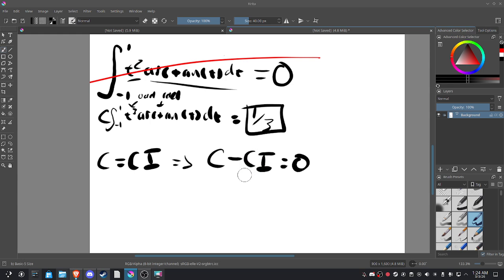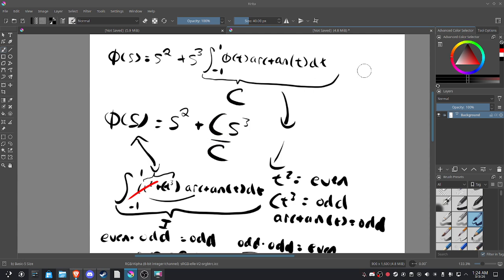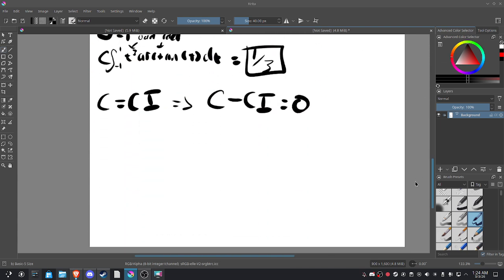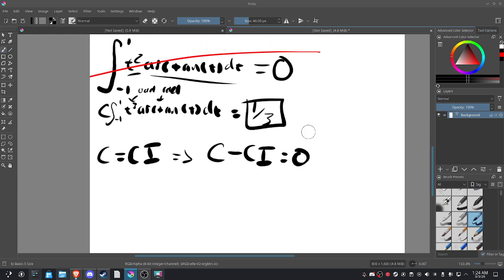Okay? So now, the reason we're doing this is we want to solve for c. Because as we know, phi of s equals s squared plus cs3. Okay? So when we get the c, we're done. We've solved the equation. Amazing. Okay? And we know that I is 1/3 here from this. There's a multiplied c here, so we can do that. And we can call this ci.